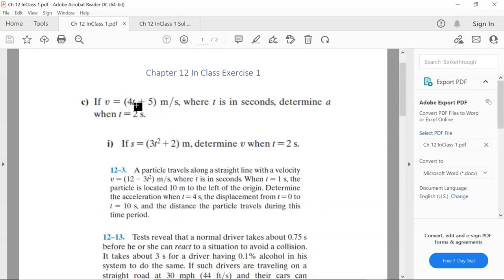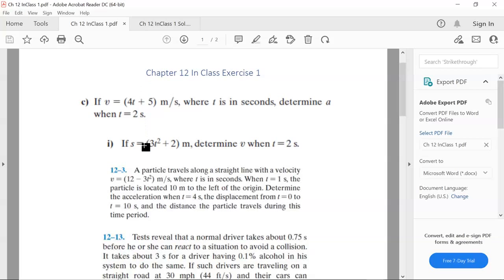Here we have been given velocity as a function of time and we need to calculate acceleration at t equal to 2 seconds. In the previous video we have seen that acceleration is the derivative of velocity. So to solve this problem you take the time derivative of this function, which will be 4, and that's constant, so acceleration at t equal to 2 seconds is 4 meters per second squared.